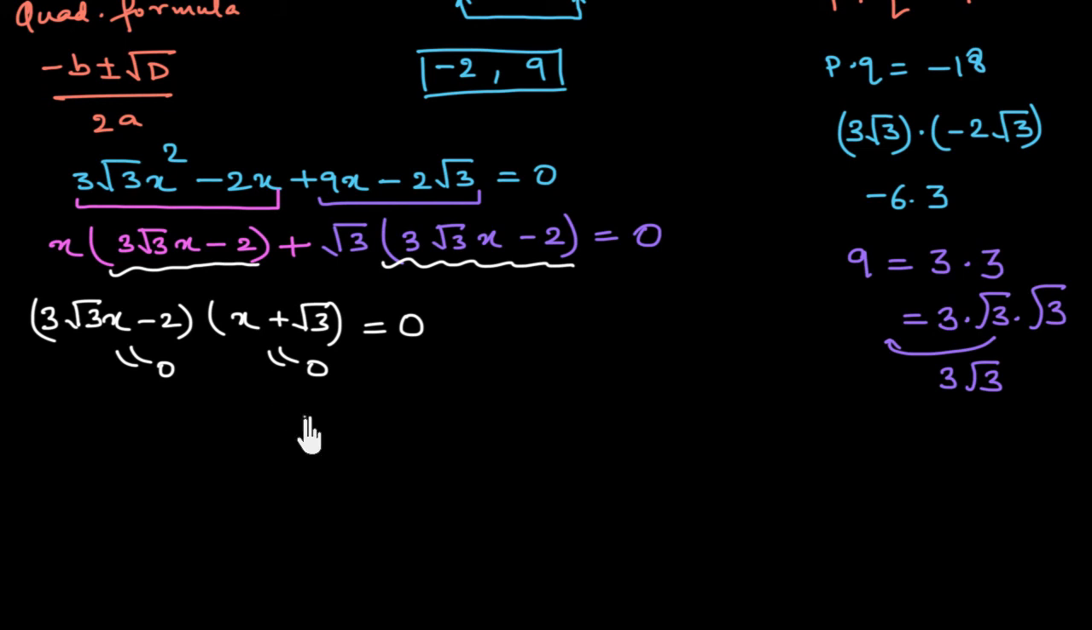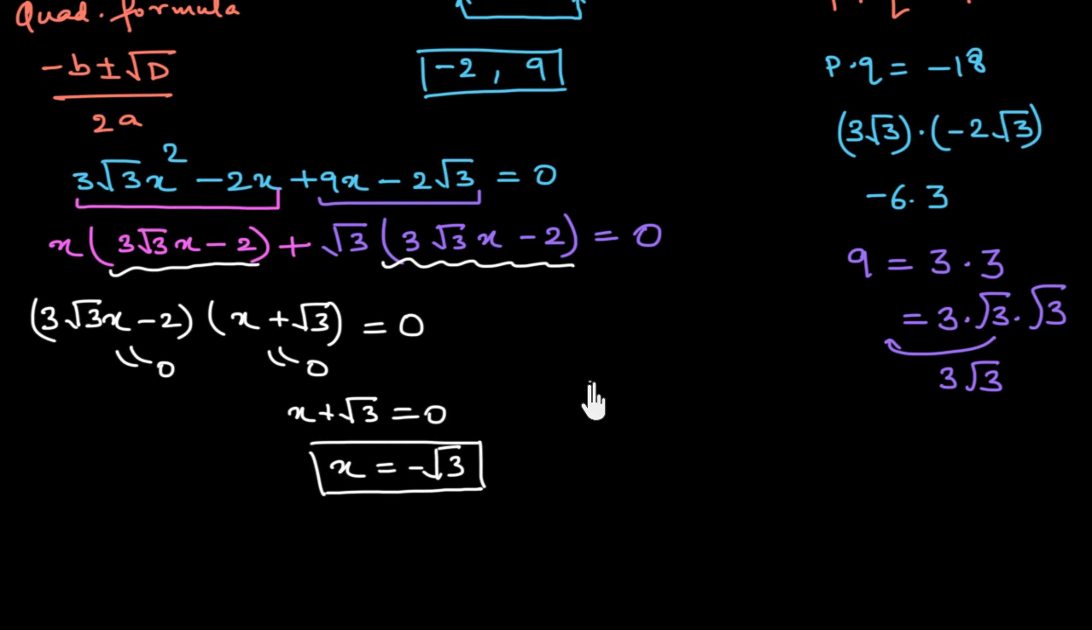So if x plus square root of 3 is equal to 0, if we subtract square root of 3 from both sides, x is equal to negative square root of 3, which is one of the values which would satisfy our initial quadratic equation.